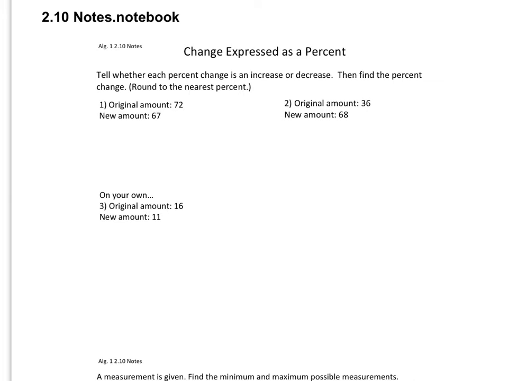We're going to go ahead and get started because this section deals with change expressed as a percent. So here's what we're going to do. The instructions say to tell whether each percent change is an increase or decrease. Then find the percent change. Round to the nearest percent.